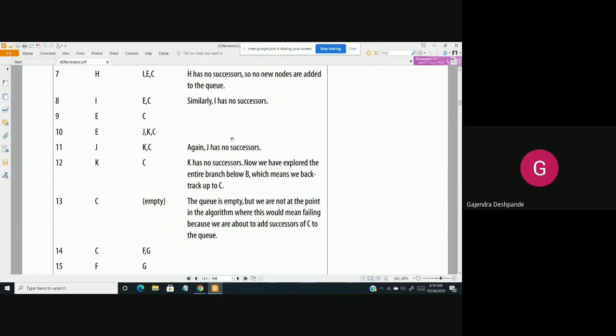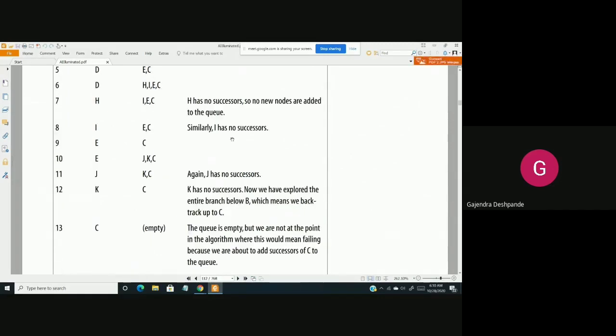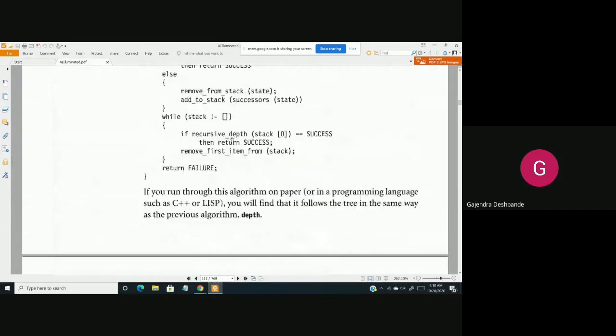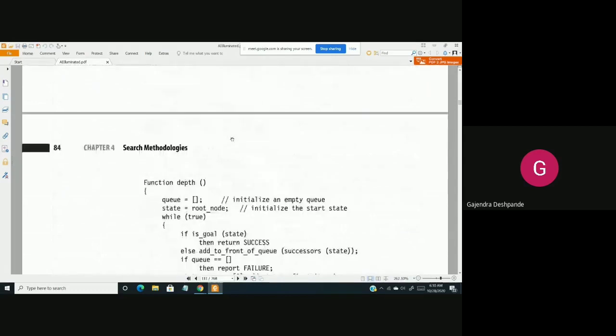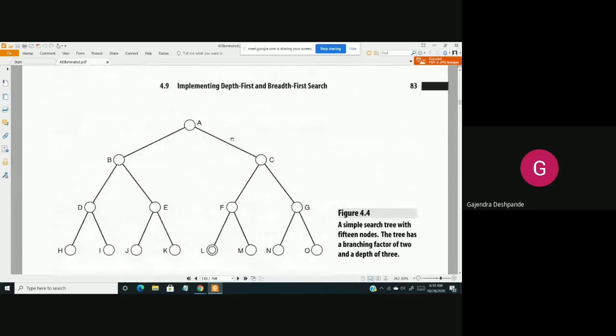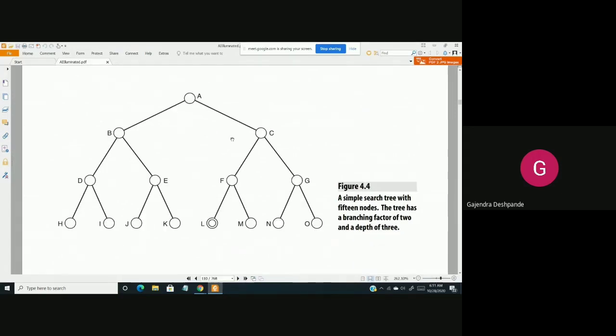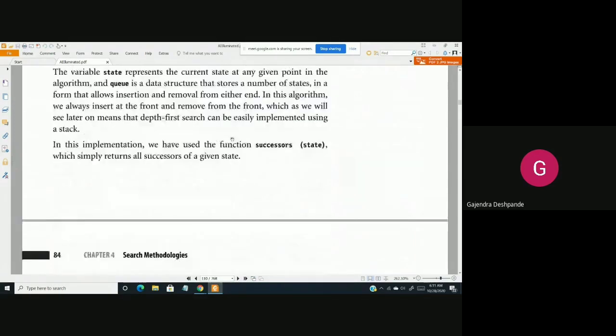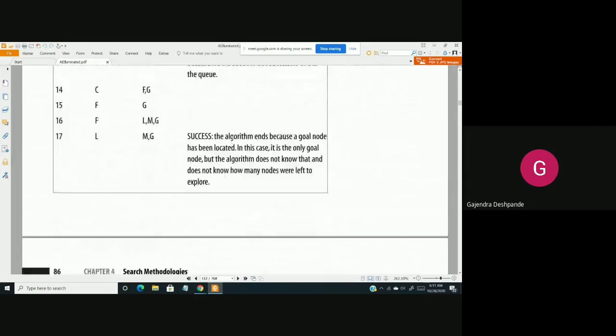So what remains? C. Now also remove C. Once you remove C, the queue is empty. Now let's see where our C is. Yes, C is on the right part. C is not a goal node, but C has children. They are F and G. So add F and G here.